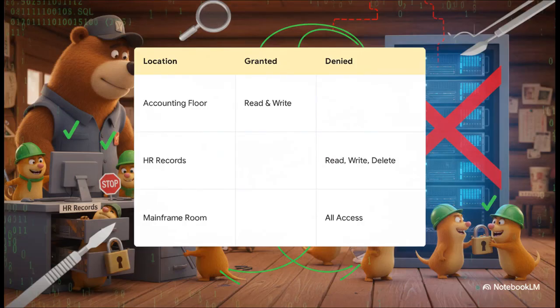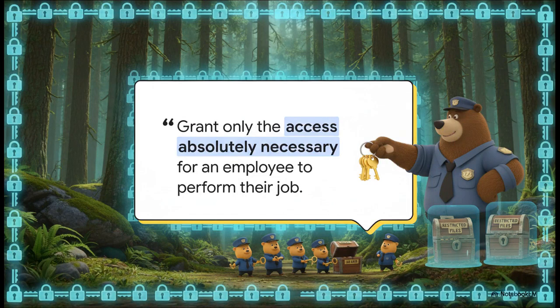This table shows you exactly how we'd build their custom role. We give them read and write access to the accounting floor. Perfect. But look at what's denied. Any ability to see, change, or delete HR files. And absolutely no way they can get into the mainframe room. See, it's all about that precision. This whole process, this whole idea, it follows one of cybersecurity's golden rules, the principle of least privilege. And the idea is actually really simple, but it's incredibly powerful. You give an employee the absolute minimum access, the fewest keys that they need to do their job, nothing more.